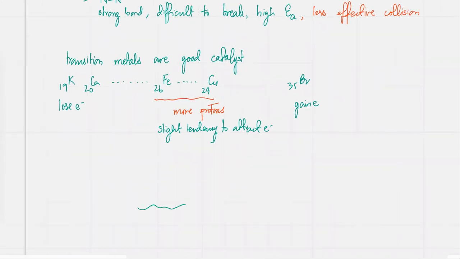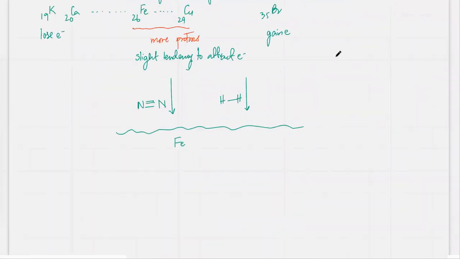So imagine you've got this iron over here with its 26 protons. And here's a nitrogen molecule that's approaching it with its pretty strong triple bond. And here's an H2 molecule, which obviously doesn't have a very strong bond. Both these molecules are bumping into the iron catalyst that you've added. There are six electrons in the triple bond, and iron would slightly start pulling on those electrons. Similarly, there are electrons in the H-H bond, and iron would very slightly attract those electrons.